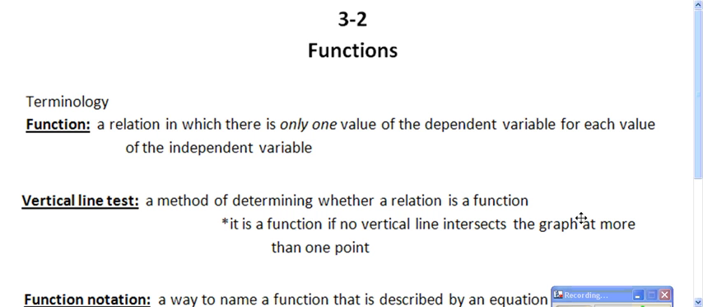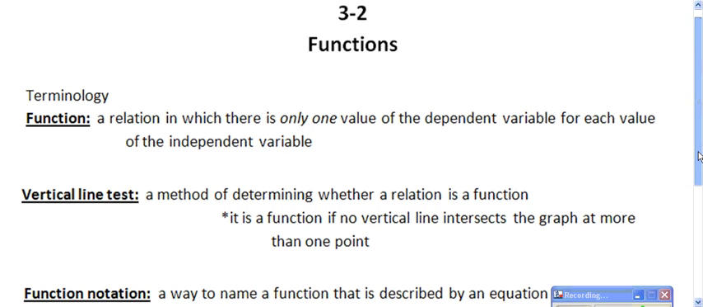A vertical line test is a method to determine if a graph is a function. In order to do the vertical line test, you make a vertical line, and if that vertical line intersects the graph at more than one point, it is not a function. We're looking for your vertical line to only cross your graph, function, or line in one spot.